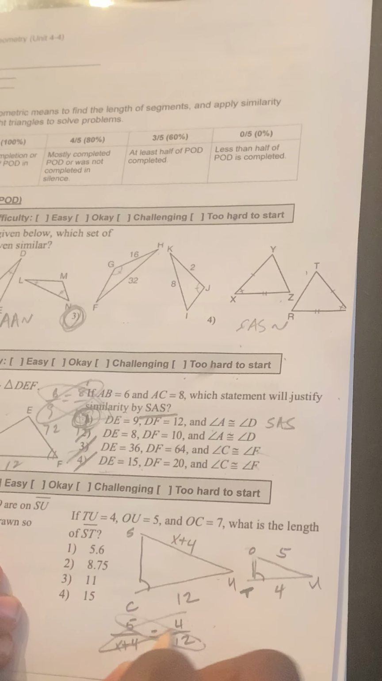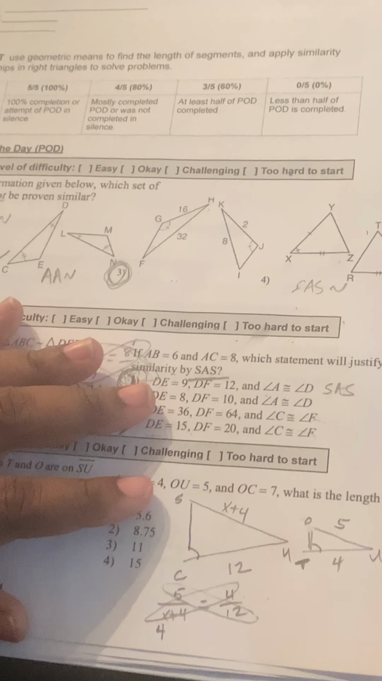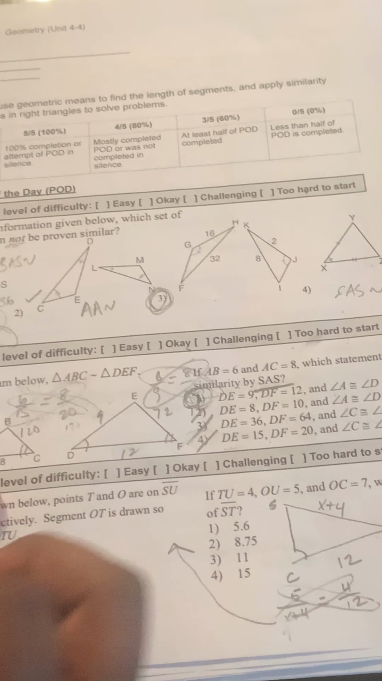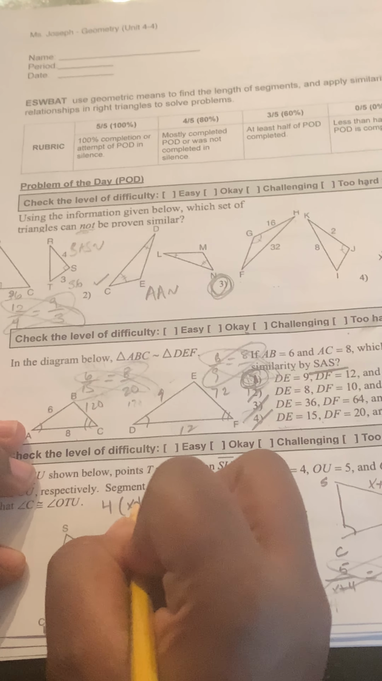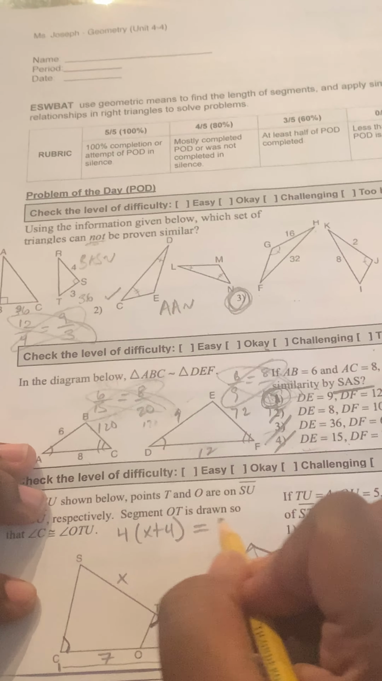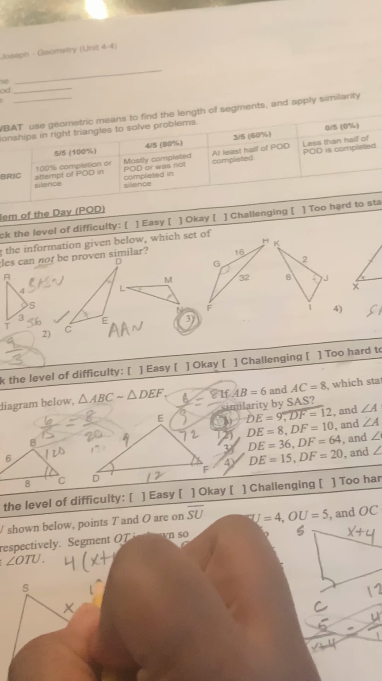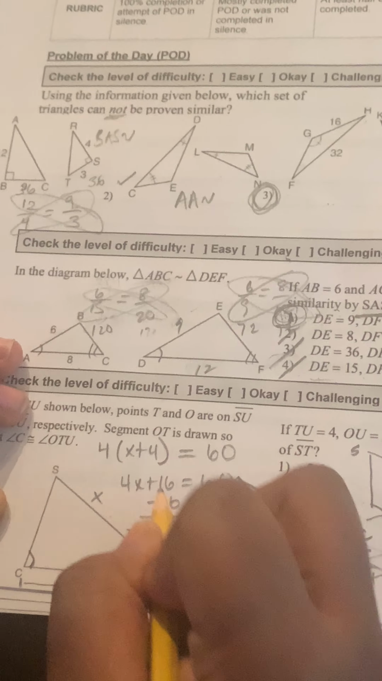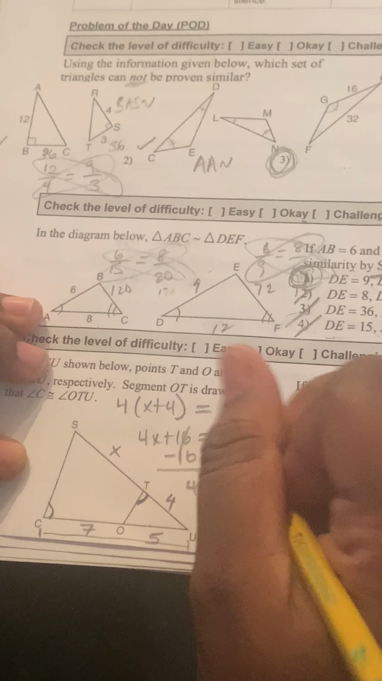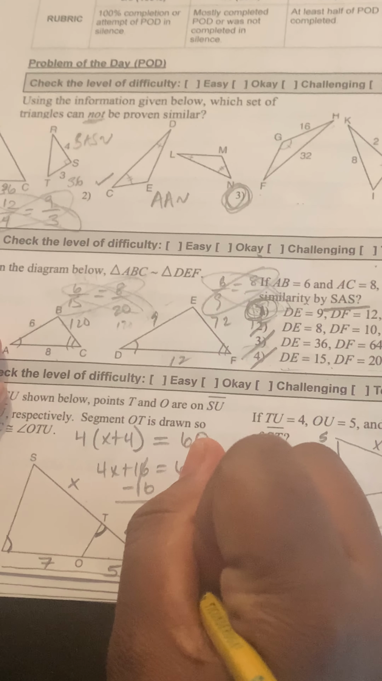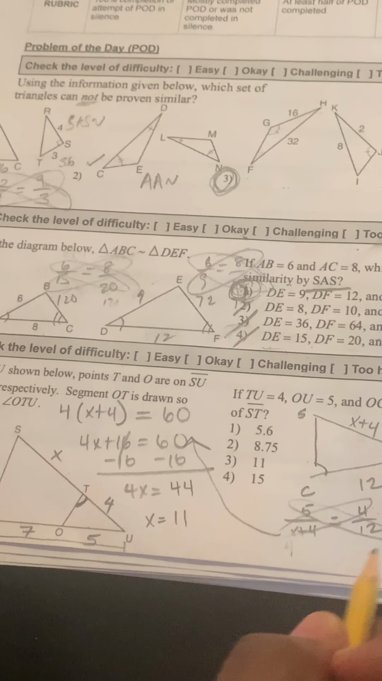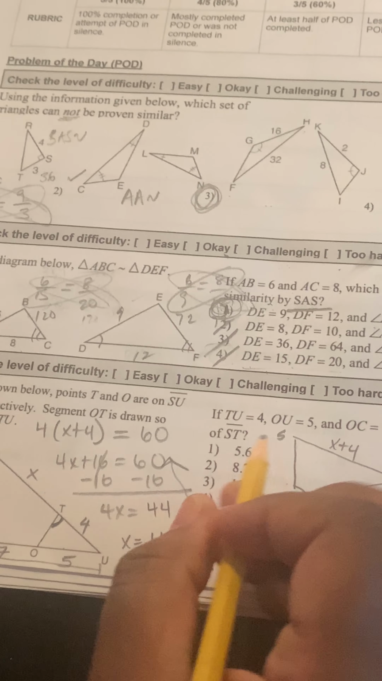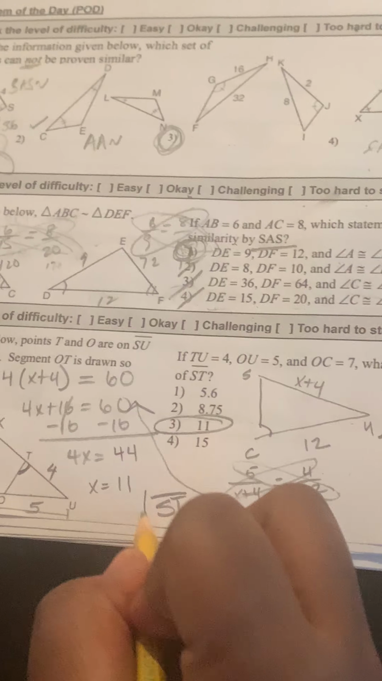And we will cross multiply. Let me do the work over here, since I'm running out of space. We will get 4 times x plus 4 is equal to 5 times 12, which is 60. So we get 4x plus 16 is equal to 60. Add the additive inverse of 16 on both sides. So we get 4x is equal to 44, and therefore x is equal to 11. So the length of ST will be 11, and that's answer choice 3, okay?